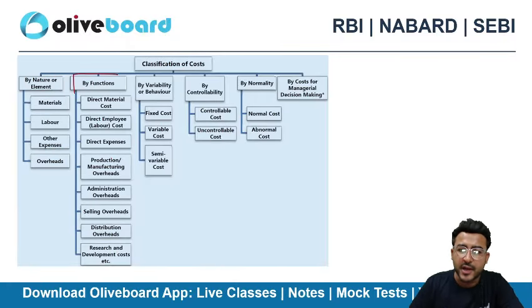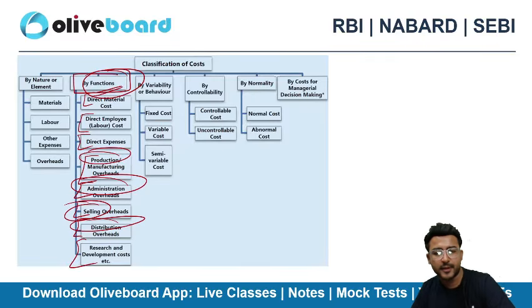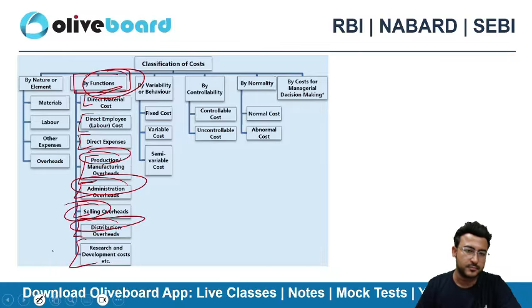When I talk about the functions, so direct material cost, employee cost, direct expenses, production overhead, administration overhead, selling, distribution, research and development. Now I'm classifying the cost on the basis of functions. Production function, administrative function, selling function, distribution function, and so on. This is the classification based on functions.